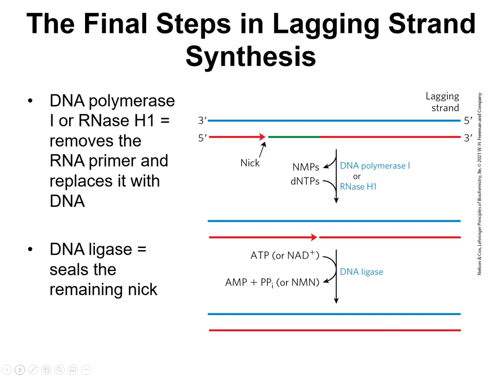The final steps in lagging strand synthesis involve DNA pol 1 or RNase H1. Both of these enzymes are able to remove an RNA primer. The DNA pol 1 can also replace that primer with DNA. Once that happens, you still have a nick. And that has to be sewn together with a DNA ligase that uses either ATP or NAD to seal the deal.